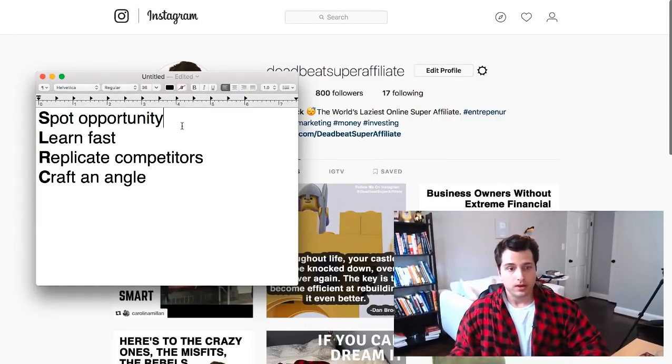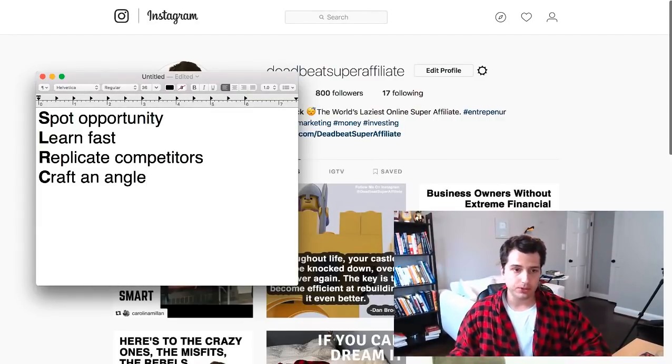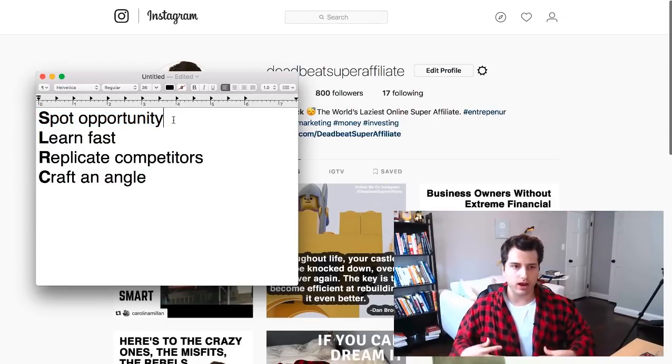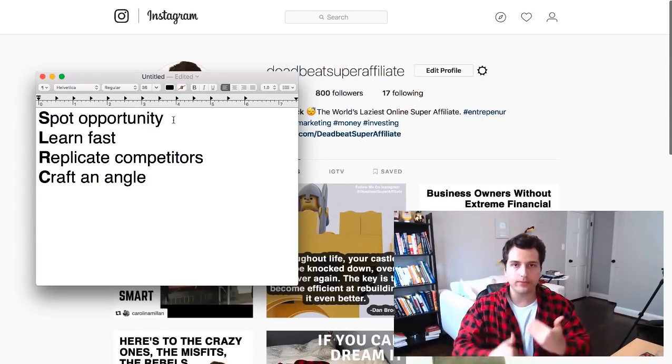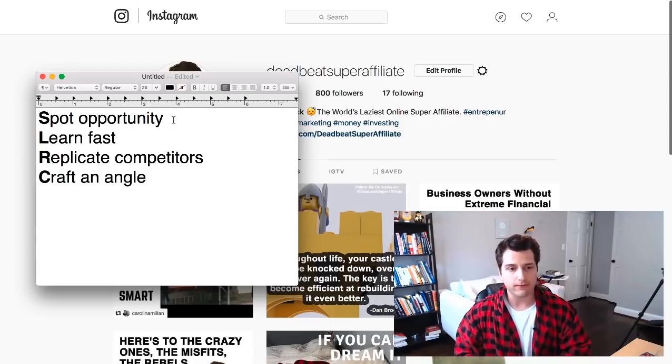So the first step is called spotting opportunity. This is something that I've naturally honed over the years, almost to the point where being able to spot an opportunity has become like a gut instinct for me. But if I were to break it down into one thing for a beginner to look for, I would say it is to look out for energy.